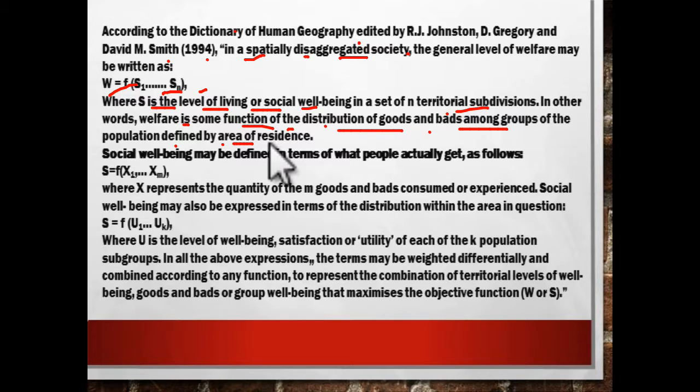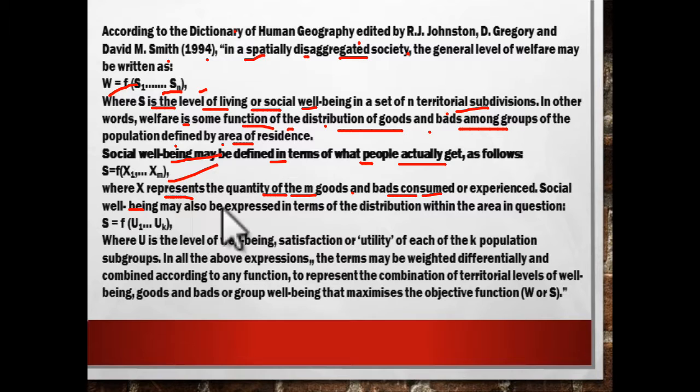Okay, so welfare is a function of goods distributed, which varies among groups of the population defined by area of residence. Social well-being may be defined in terms of what people actually get. S equals F(x1 ... xn), where x represents the quantity of the m goods, goods and bads consumed or experienced.